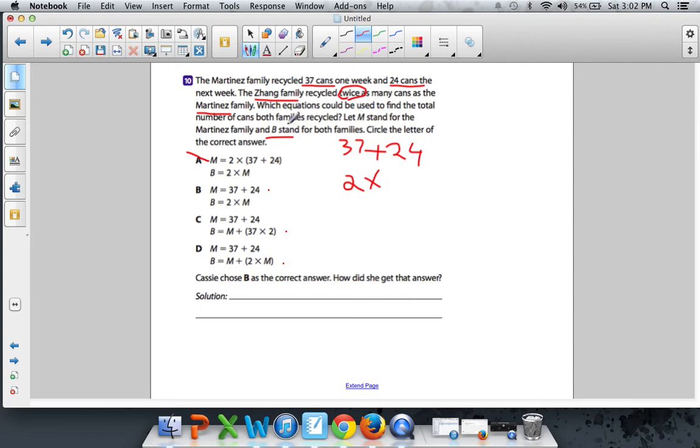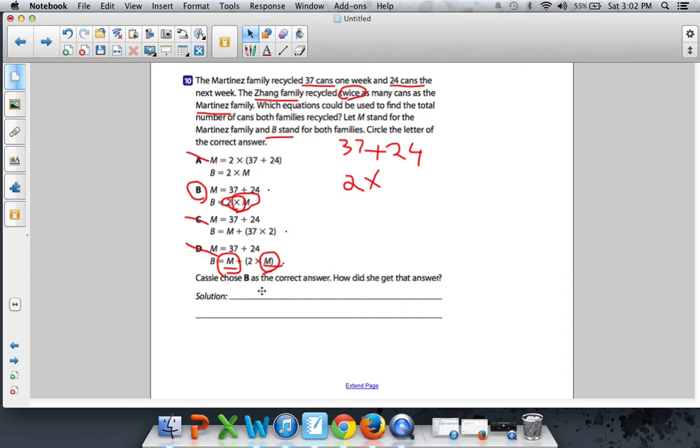So look at all the B's now. Do you have, let's see here. Ooh, this has Martinez family already. It doesn't have 37 plus 24, but it just says M for Martinez, and then it has 2 times. This one has 37 times 2 and an M, and that's just wrong. This one has 2 M's for some reason, and a 2 times also. That's just weird. What, are there 2 Martinez families? No, there's only 1 Martinez family. That one's super wrong. So B is the only one that makes sense.